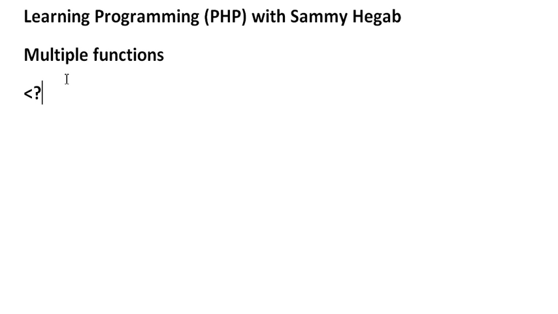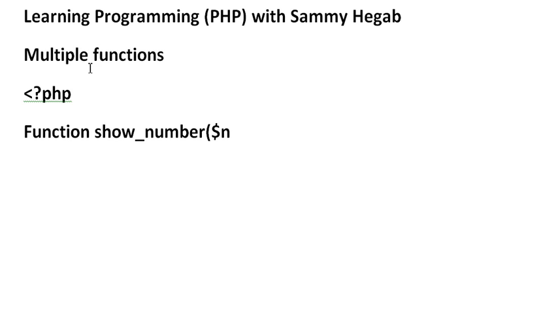So first thing we do is a PHP tag. This informs the web server that we are passing a PHP script, and then we write our code. We want to create a function to show a number. So we're going to pass an argument which is $num, and like I said, we start the code block with curly braces. Let's do it on a separate line so it's all clear.